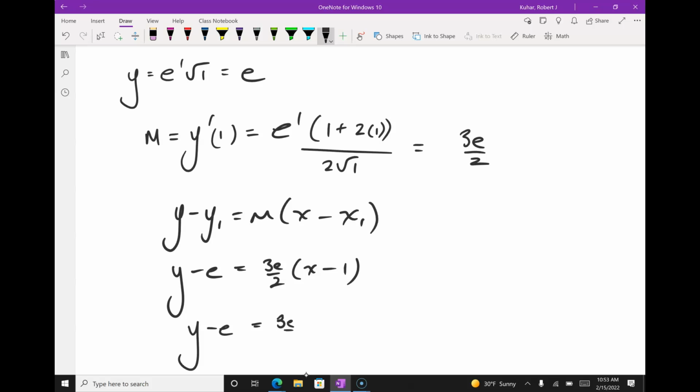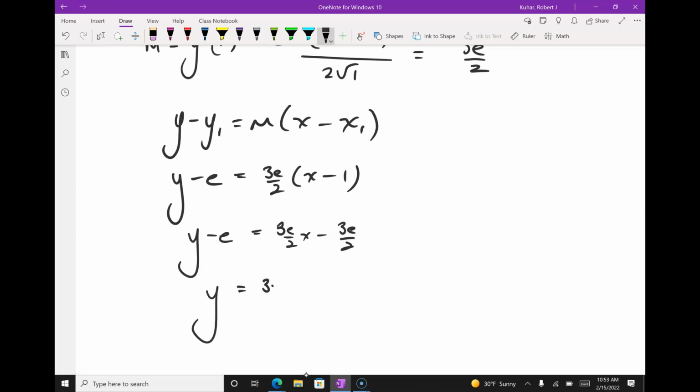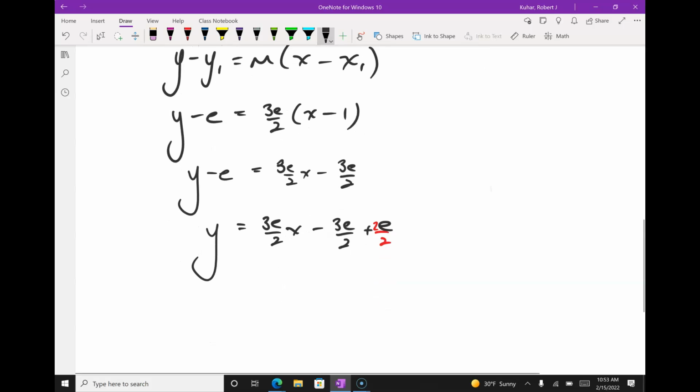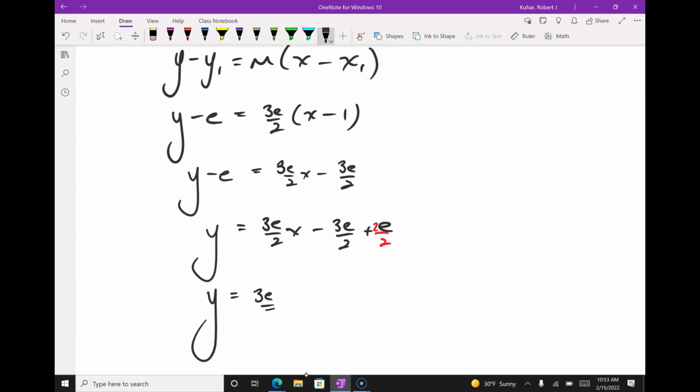I get 3e over 2 times x minus 3e over 2, and then I'm going to add e. Adding e is the same as adding 2e over 2. So I get y equals 3e over 2 times x minus e over 2. mx plus b. We want that final answer to look like an mx plus b. Sometimes the book doesn't write it as an mx plus b, but you should write it as an mx plus b. And the way they write it, just verify that you can do some algebra to get their answer as well.